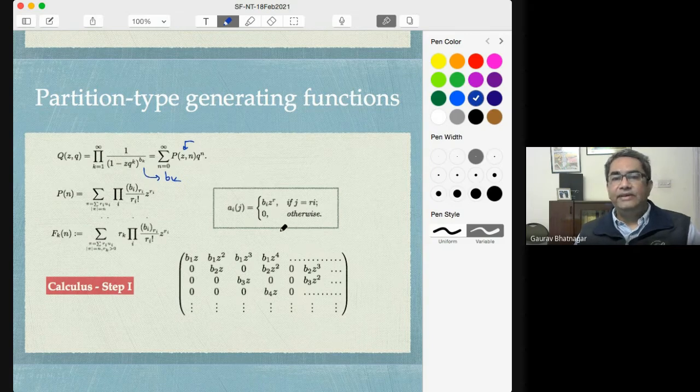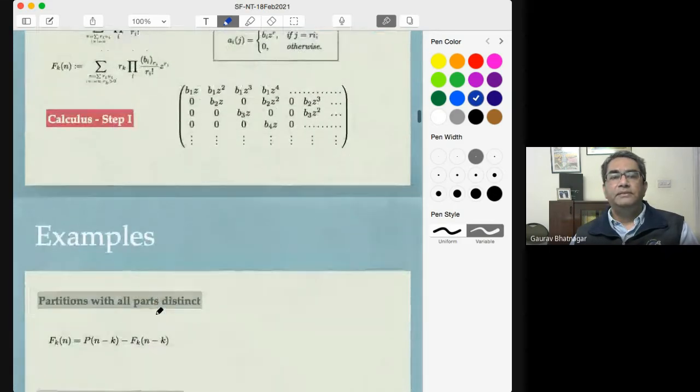In this case, when we calculated the matrix, it came out very similar to the PFE matrix. If you look at it, these b_1's come in the first row, b_2's in the second row, and the z's come in powers, z squared, z cubed, z to the 4, and then z squared, z cubed, and so on. So it is a very, very similar matrix, extremely similar to all these partition type functions. This is step one of our calculus. We will keep calculating more and more PFE matrices.